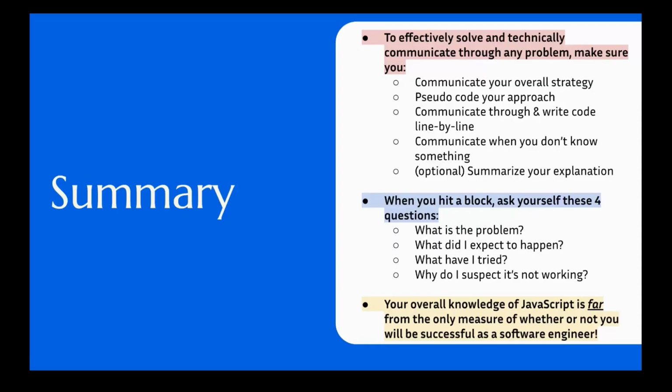And lastly, really the biggest thing to emphasize here is that your overall knowledge of JavaScript is far from the only measure of whether or not you will be successful as a software engineer. Those other 4 criteria that we're looking for in our applicants are just as important as your foundational JavaScript knowledge, and you should seek to improve your performance across the board, across these 5 main criteria. And I guarantee that this will really help you in your real-life technical interviews as well, when you are done with the program, when you are on the job search, and so on.